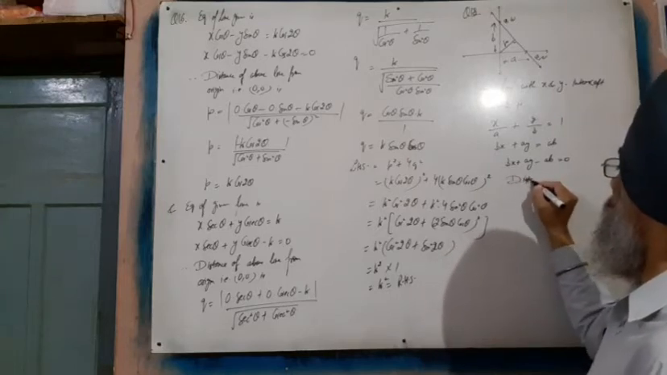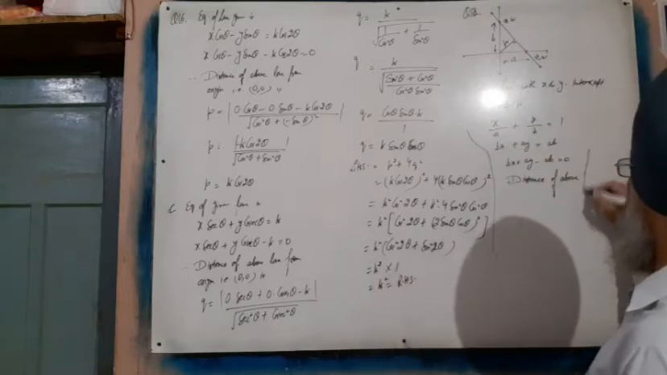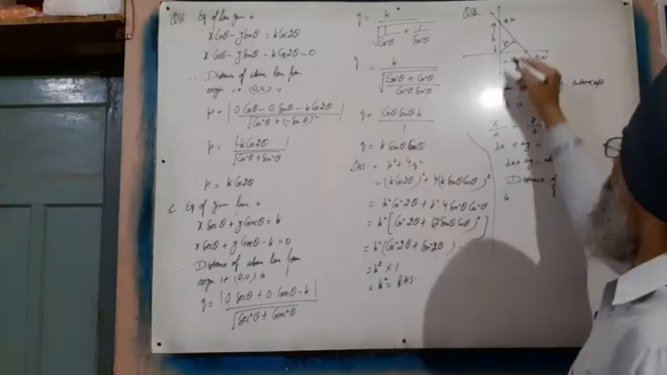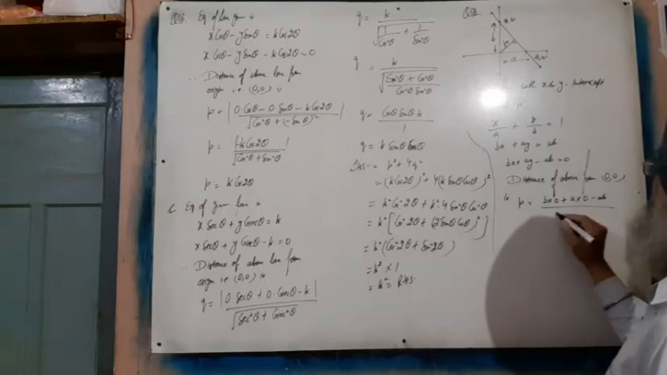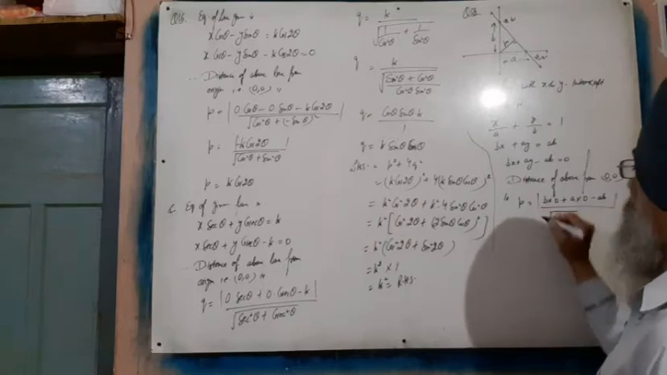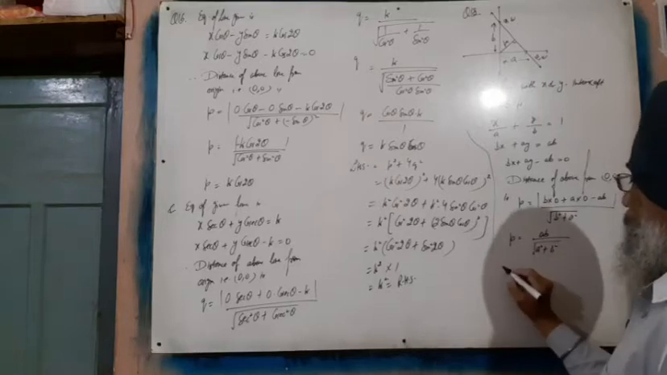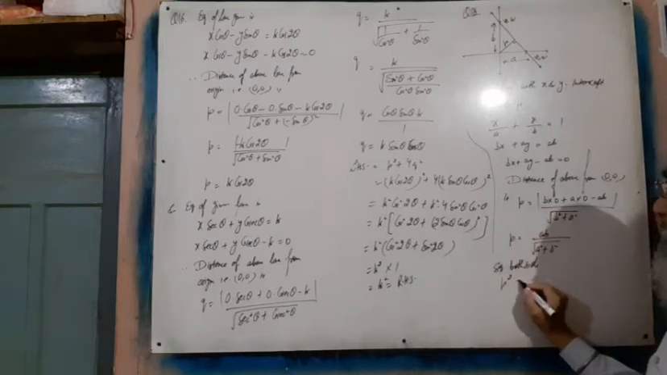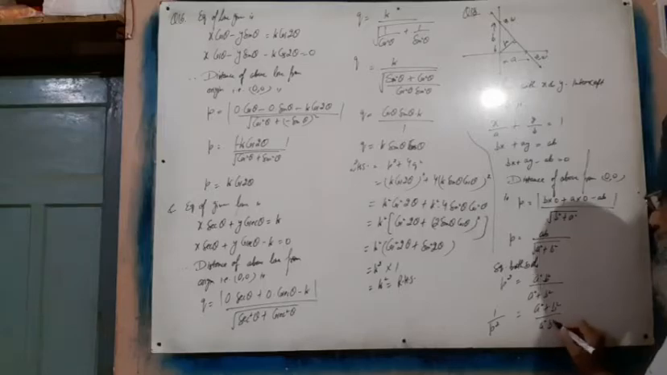So distance of the above line from (0, 0), that is origin, is given by p is equal to b into 0 plus a into 0 minus ab upon the square root of b square plus a square. This is a mod sign. So p becomes ab upon the square root of a square plus b square. Squaring both sides, we get p square is equal to a square b square upon a square plus b square, so 1 upon p square is a square plus b square upon a square b square.